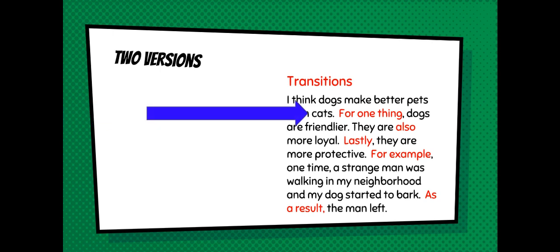The transitional phrase for one thing, and also the transition word also, both tell the reader that these are adding ideas. Dogs are friendlier, and I'm going to add to that, they are more loyal. So technically they're two ideas, but you're asking the reader to consider them together. Lastly is also an adding transition. That tells the reader that these three ideas are all added together to prove the main point.